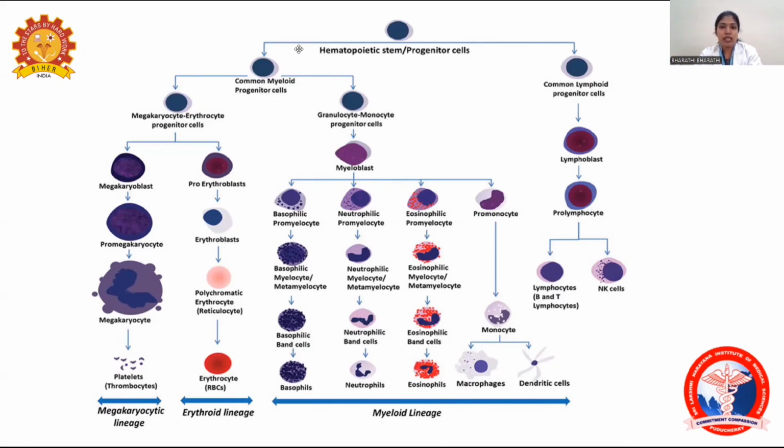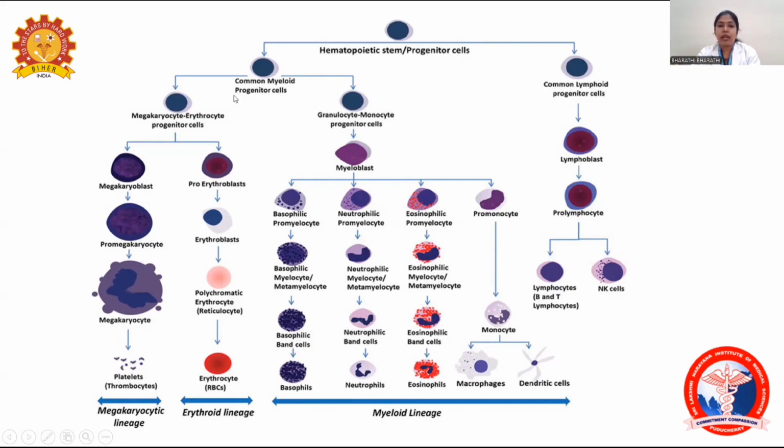This is the hematopoietic stem cell or progenitor cell, which gives rise to common myeloid progenitor cells and common lymphoid progenitor cells. The common myeloid progenitor cells give rise to erythrocytes, megakaryocytes, and granulocyte monocyte progenitor cells. Clear? This common myeloid progenitor gives rise to megakaryoblast, which is a precursor to platelets, which in turn gives rise to promegakaryocyte, megakaryocyte, and then platelets. Till this level, all these cells are seen only in the bone marrow, and platelets come to the peripheral blood.